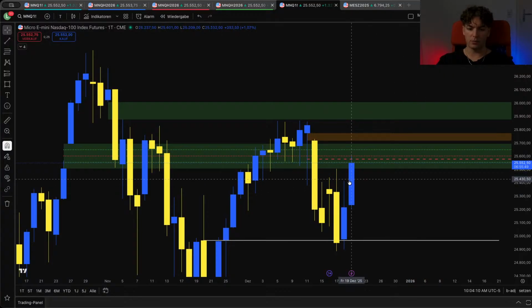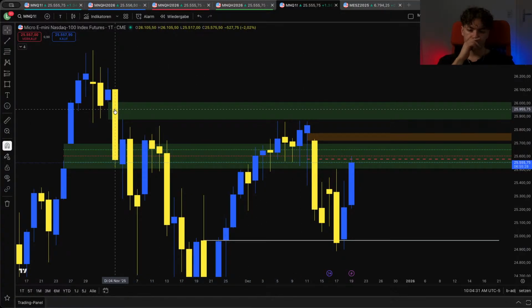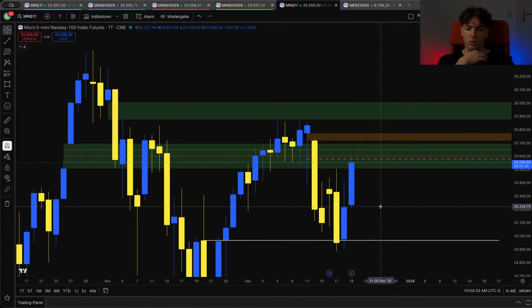So if we are able to close above this wick's high here, and maybe also above this midpoint of that wick, we could see it draw up into this volume imbalance here, and also later on these highs and this daily fair value gap. But yeah, we've got to see how today's candle is going to close.